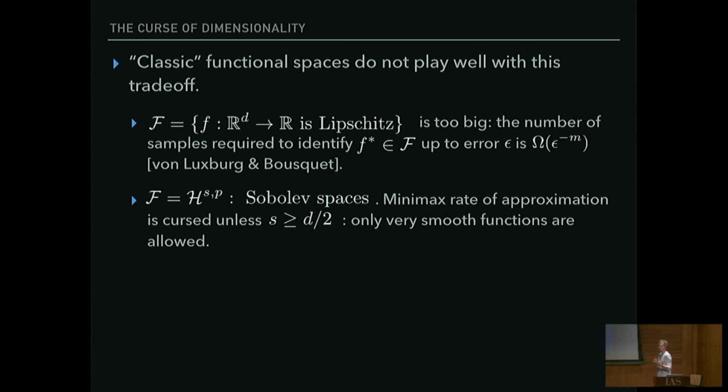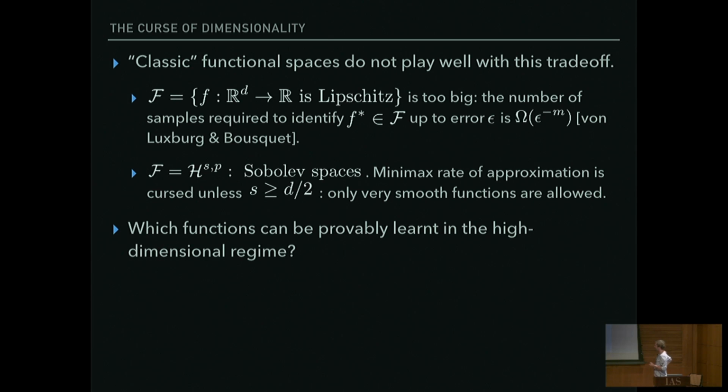And if we go in the other direction, if we go for more classical functional spaces of regularity, for example Sobolev, where you ask that the function has derivatives, and all derivatives up to a certain order are integrable, I also see that the minimax rate of approximation is also cursed unless the number of derivatives that I ask is of the order of the dimension, right? So if you think about images, they have, I don't know, 2 million pixels. So your framework would only accommodate functions that can be differentiated 1 million times, which is not a very appealing functional space.